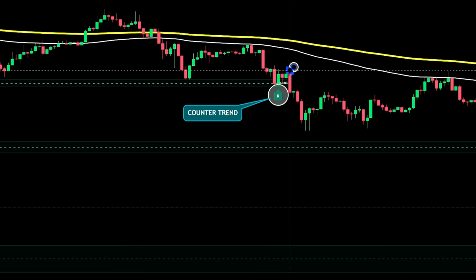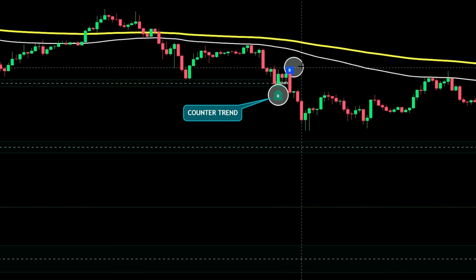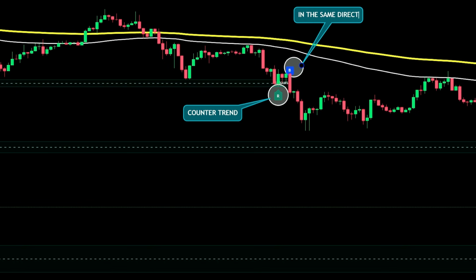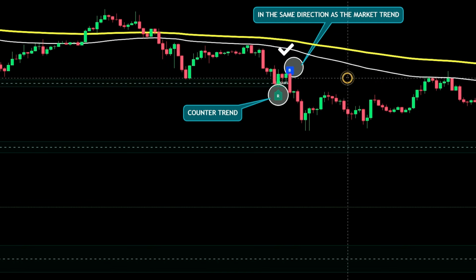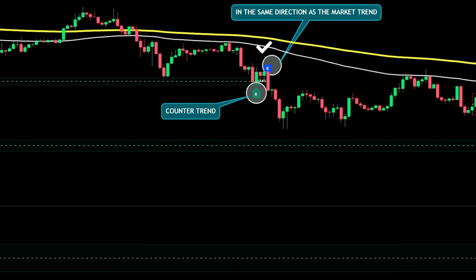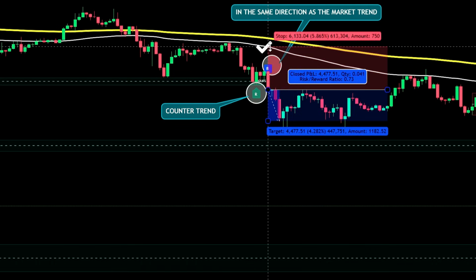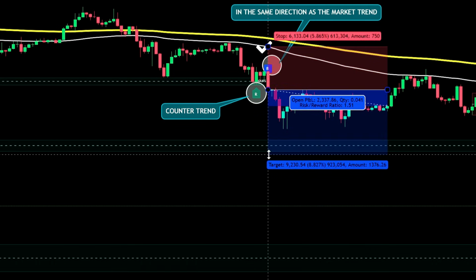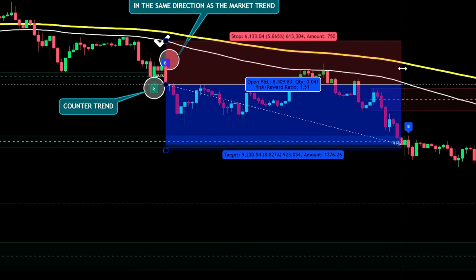A few candles later, the price breaks below the same demand zone and the break signal appears. This time, the break signal matches the trend direction, so it becomes a valid short entry. The stop loss needs to be placed slightly above the EMA lines or above the recent swing high. The target again should be 1.5 times your risk.